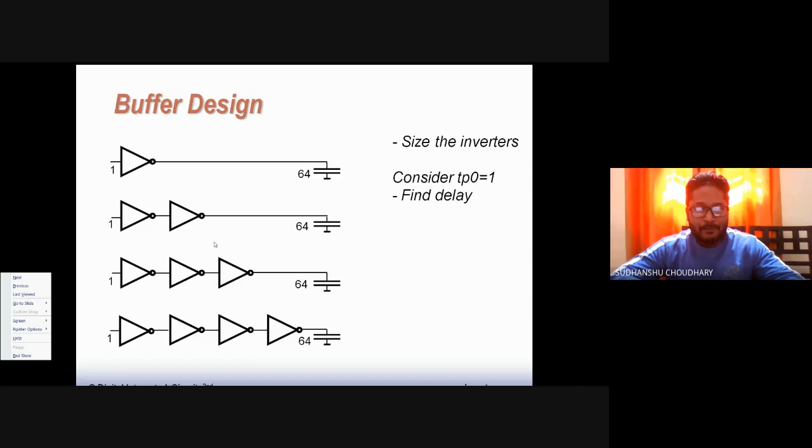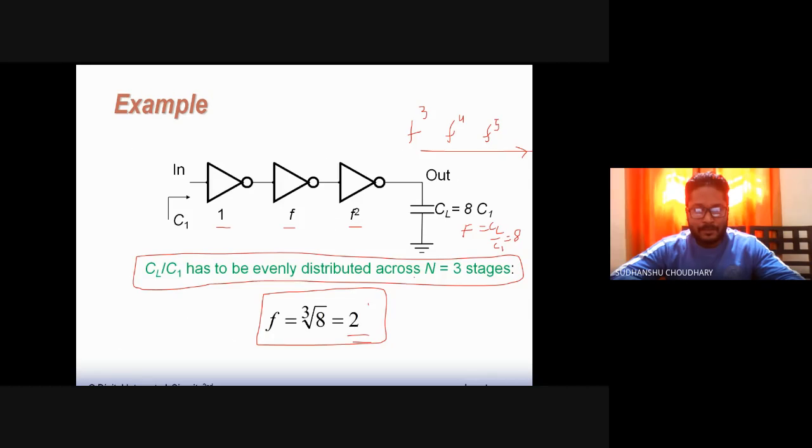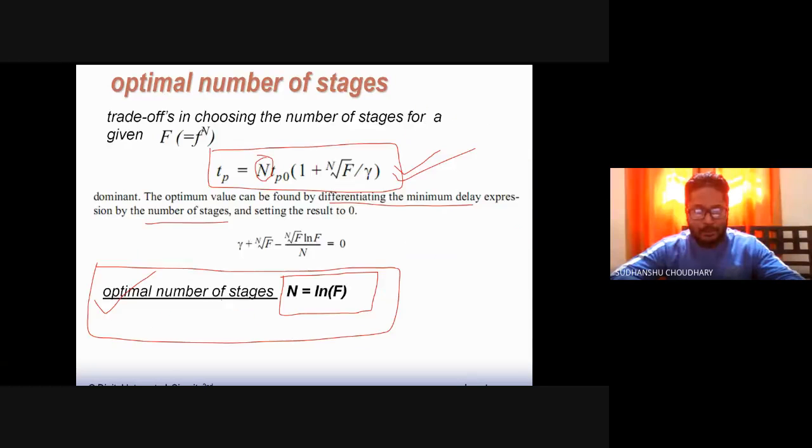Okay, so again we will utilize the same formulas. Maybe you can write these formulas. N is ln F. Please write them. N is ln F, and Tp is given by this one: N Tp0 (1 + nth root of F by gamma), where gamma is 1.